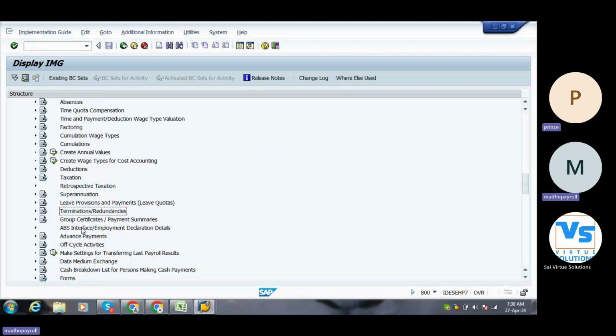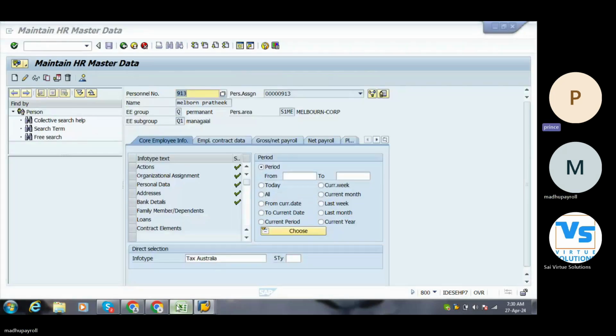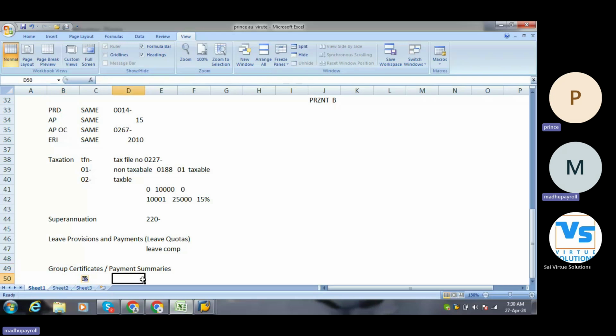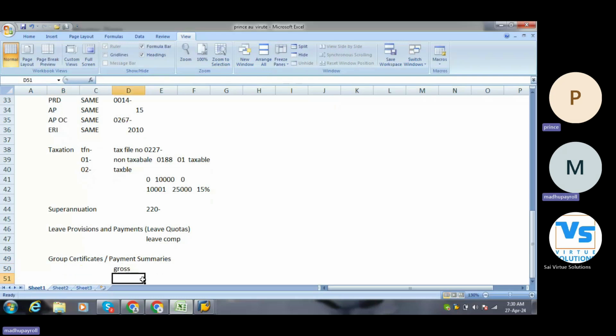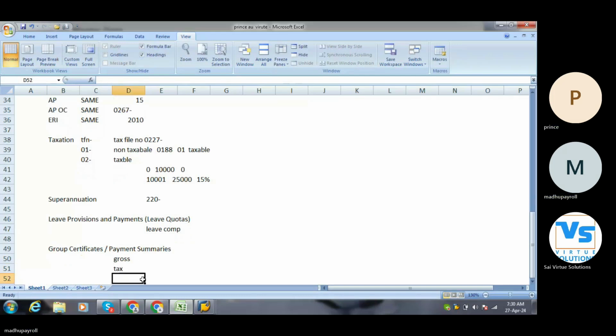Next one, termination is very common. Group certificate and payment summaries. This is only for group certificates and payments. Group certificate and payments means whatever the gross salary, whatever the tax, whatever the payments and deductions are in SAP, these certificates, employee wise or group certificate wise, we should submit to the ATO, that is the Australian Tax Office.